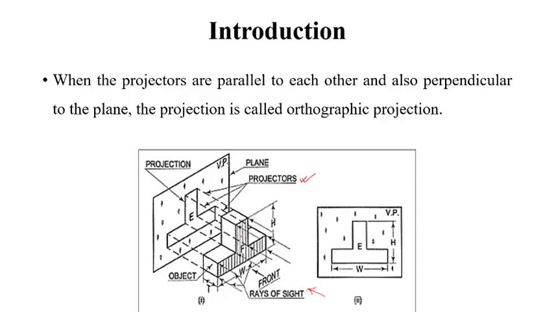So when we extrapolate these projectors, and if we have a plane behind this object, then all these projectors will intersect with this plane. And if we join the projectors in proper sequence, then we will get this figure here. We see this shaded portion.